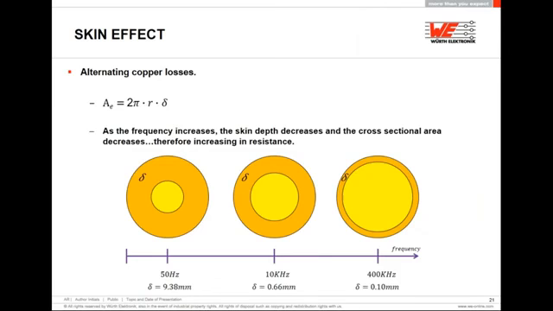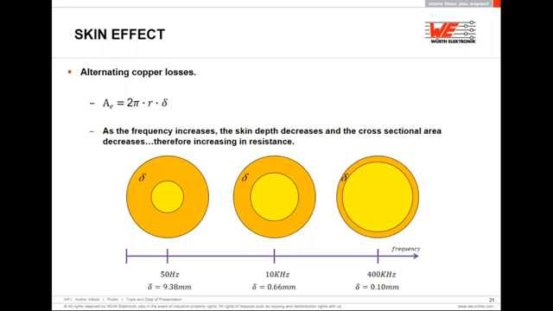The following diagram shows the current distribution in a conductor at various frequencies. As this frequency increases, the skin depth decreases, and the cross-sectional area decreases as well, therefore increasing in resistance. You can calculate this cross-sectional area by multiplying 2 times pi times the radius times the skin depth.